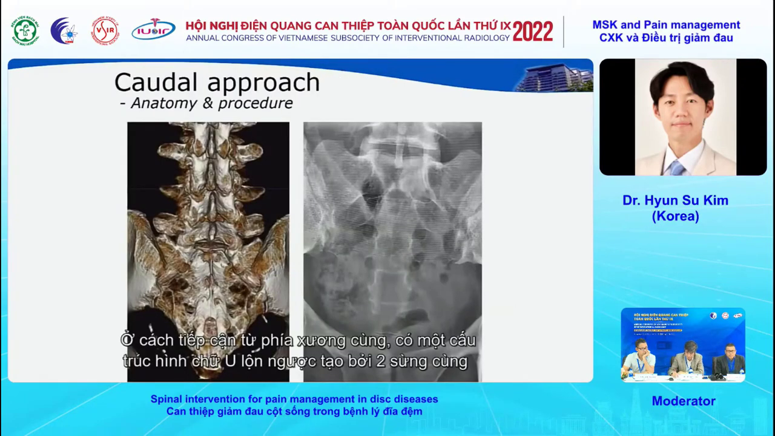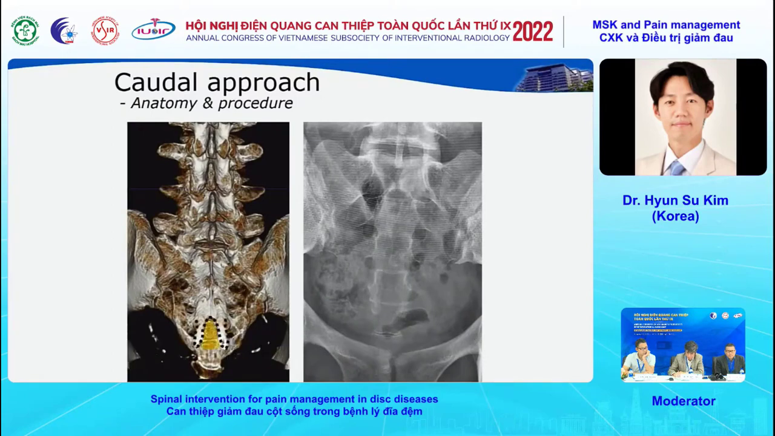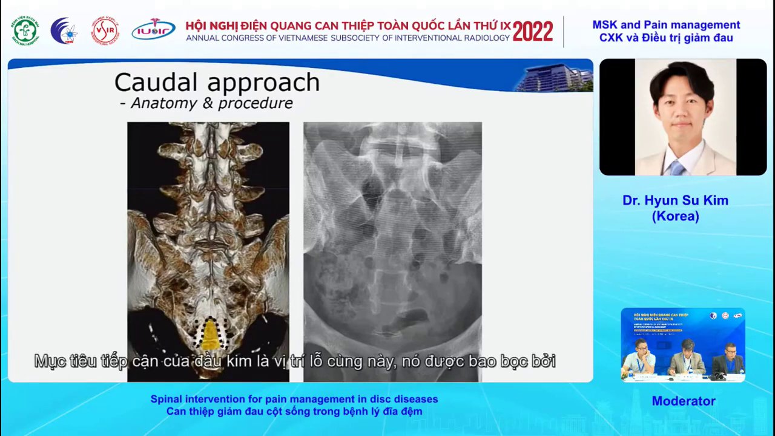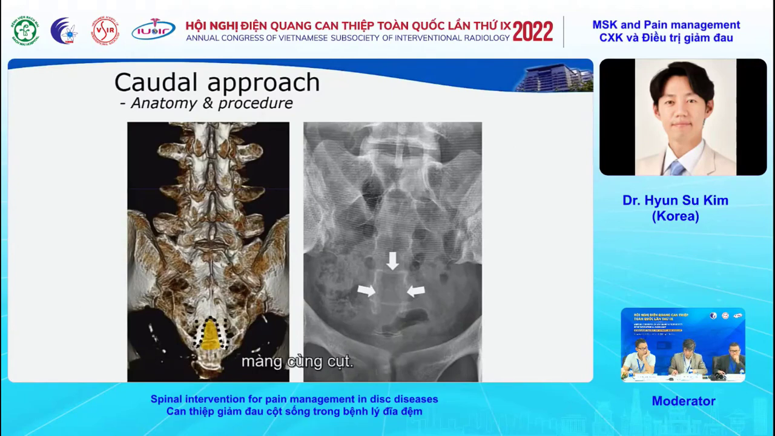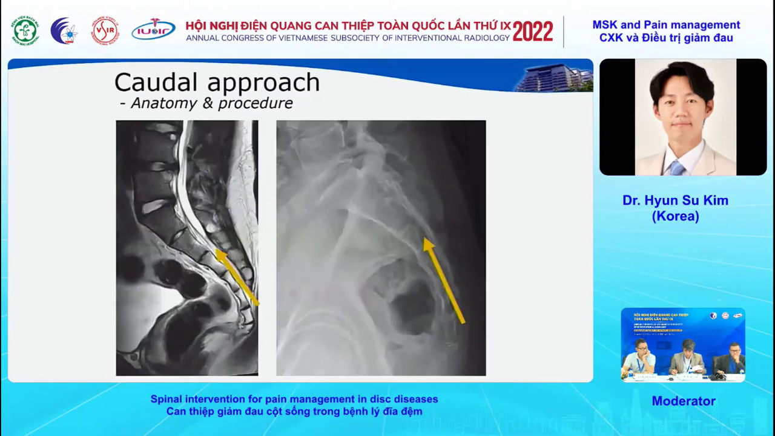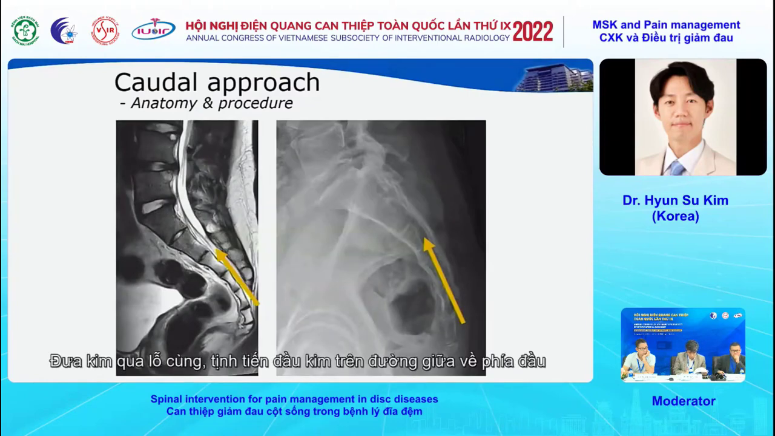In the caudal approach, a structure with an inverted U shape formed by the sacral cornua on each side, which is called the sacral hiatus, is the target for the needle advancement. It is covered by the posterior sacrococcygeal membrane. The needle should enter the sacral hiatus and advance in a cephalic direction in the midline.